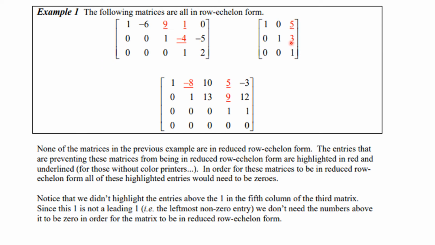And here those two numbers would have had to be a 0. And here the 5 and 9 as well as the -8 would have had to be zeros to be in reduced row echelon form. In order for these matrices to be in reduced row echelon form, all of those would have had to be 0. Notice that we didn't highlight the entries above the 1 in the 5th column of the 3rd matrix because that 1 is not a leading 1. So we don't need the numbers above it to be 0 in order for the matrix to be in reduced row echelon form.